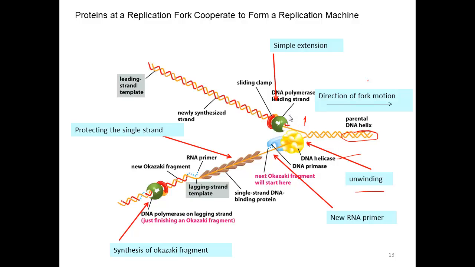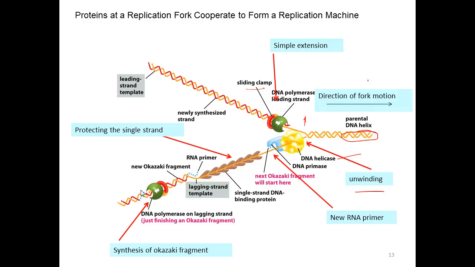If we look at the leading strand, DNA polymerase is just chugging along, adding new nucleotides in the 5' to 3' direction. DNA polymerase will bind to DNA when it's getting started, and then this protein called the sliding clamp, or PCNA, will attach to the polymerase, and this helps lock the polymerase on, so that it won't come off the strand prematurely.